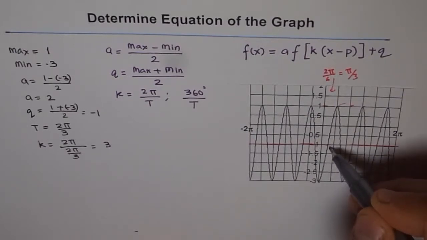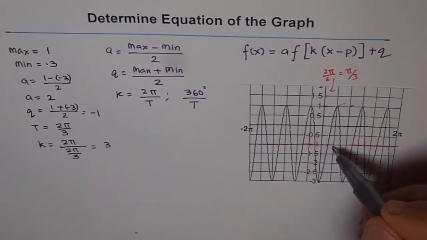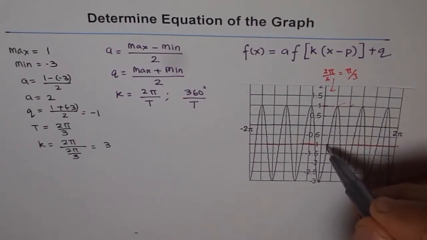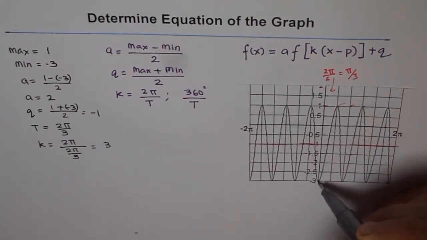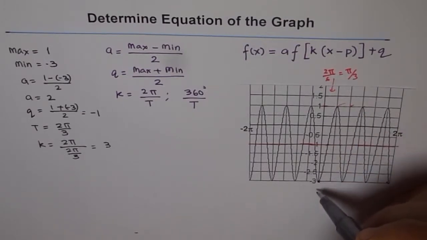Now, that's not a very good point to figure out, because this is kind of in the middle of pi by 3 and we cannot really find it very accurately, right? So in this particular case, this is a good point to start with. So we'll prefer to write this function as a cosine function, right?